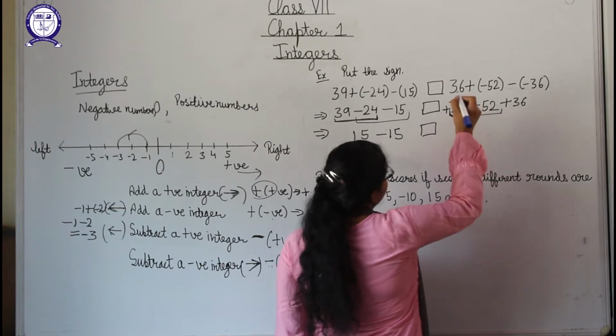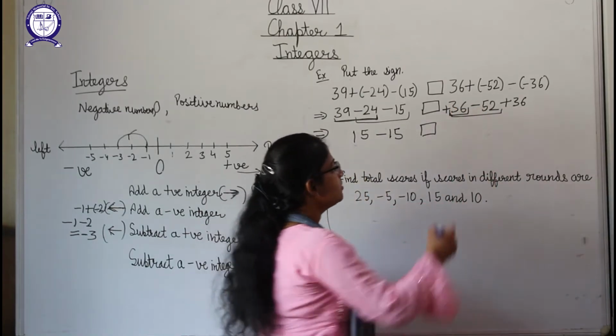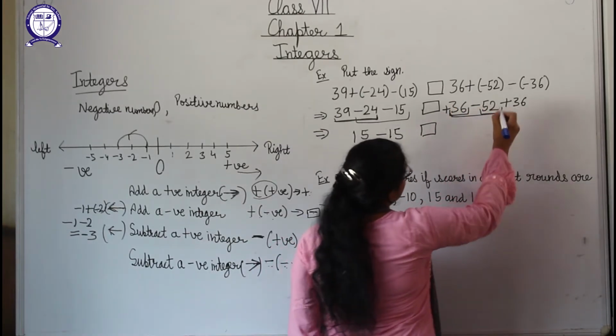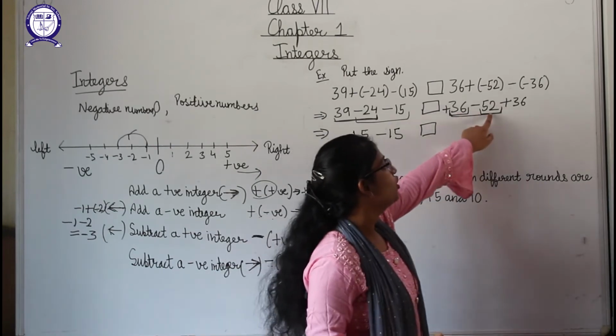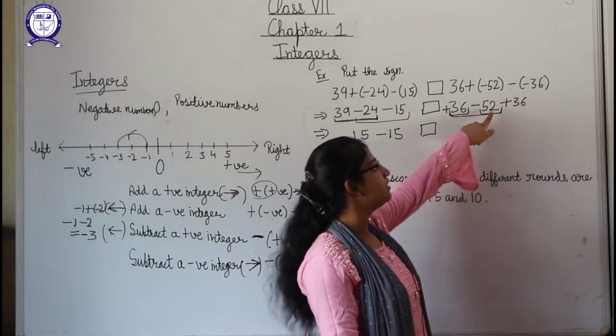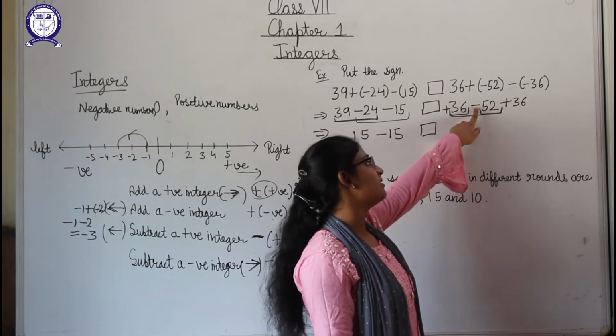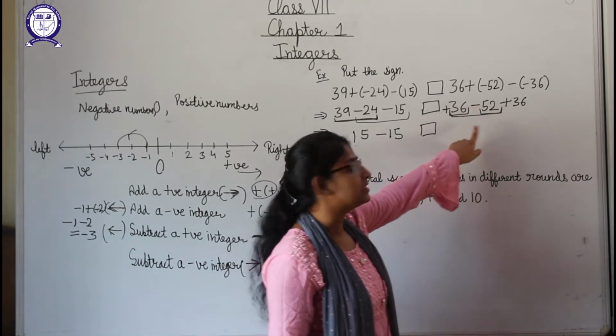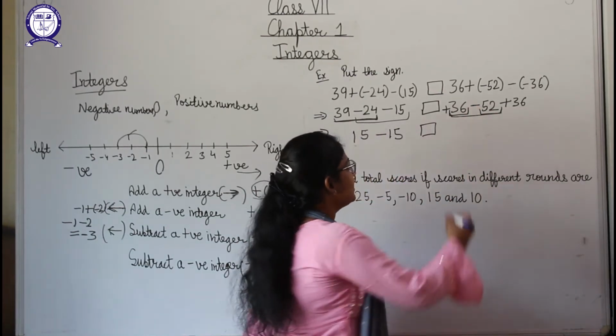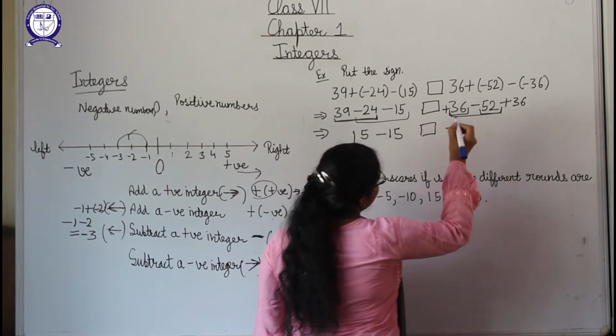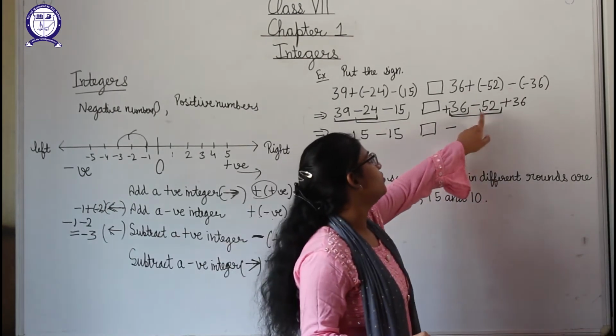Okay, we will avoid the signs here, only we will see the number. So here it is 36 and here it is 52. Which one is bigger? 52 is bigger, and whatever the sign is with 52 will be in our answer. With 52 it is negative, so we will put a negative sign, and we will subtract 52 and 36.